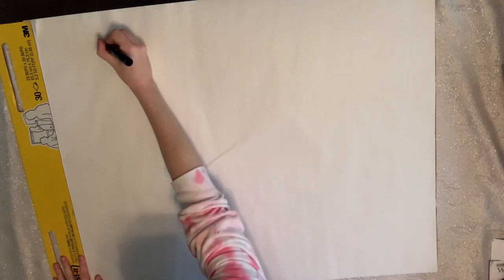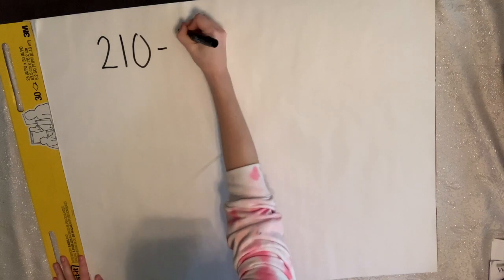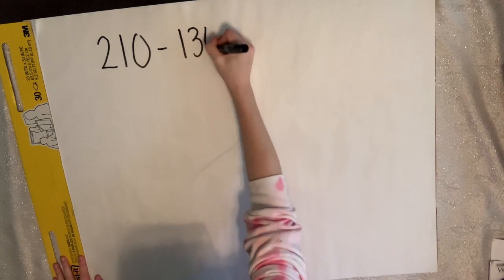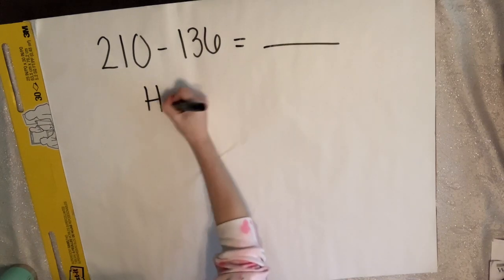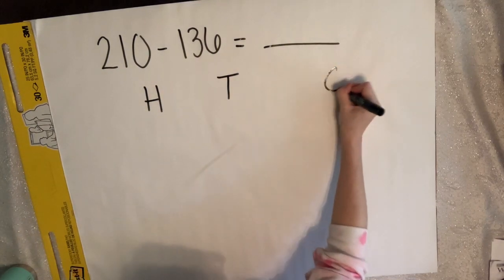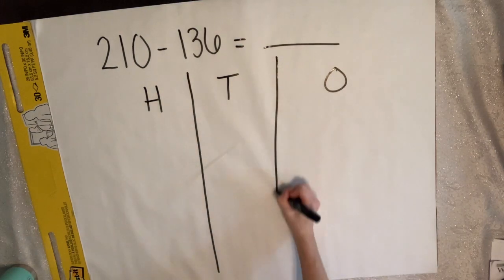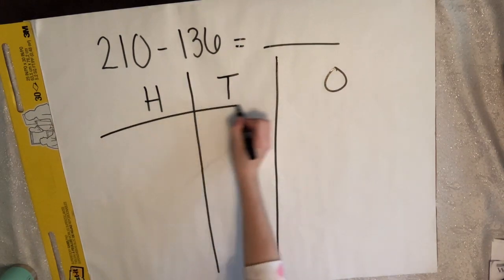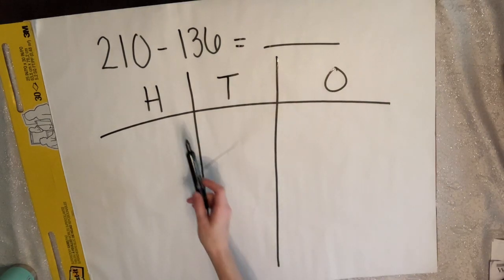Okay, second graders, so we're going to start with 210 minus 136. We're going to start by drawing our HTO chart. The H stands for hundreds, T for tens, and O for ones. And then we're going to look at the bigger number we're subtracting from. 210 has 200, so we're going to draw 200 flats.